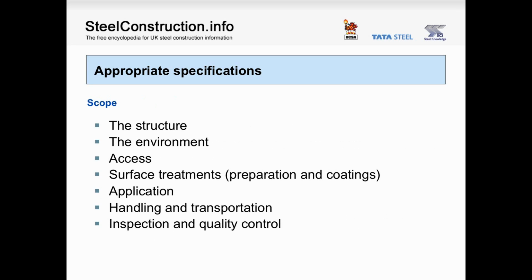The scope of the specification will consider the structure in terms of whether it's a building, a bridge, or other type. The environment, which should be classified, the access, whether it is easy or difficult, all of the surface treatments, their preparation methods and coatings, the application methods, whether they're spraying or dipping processes, handling and transportation methods, and inspection and quality control.